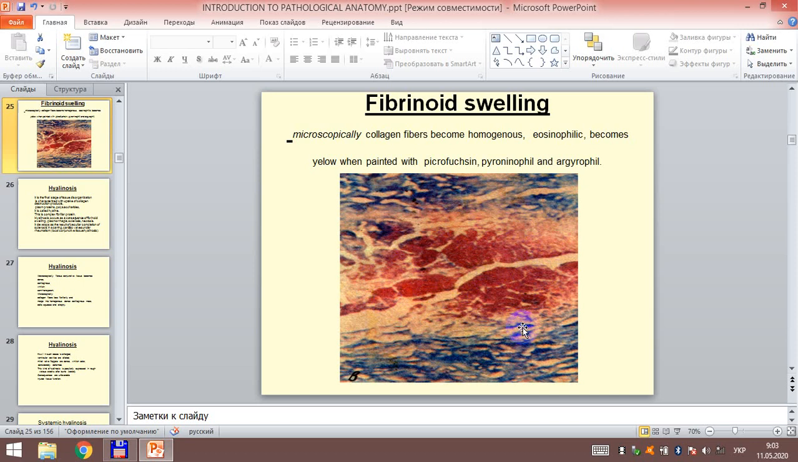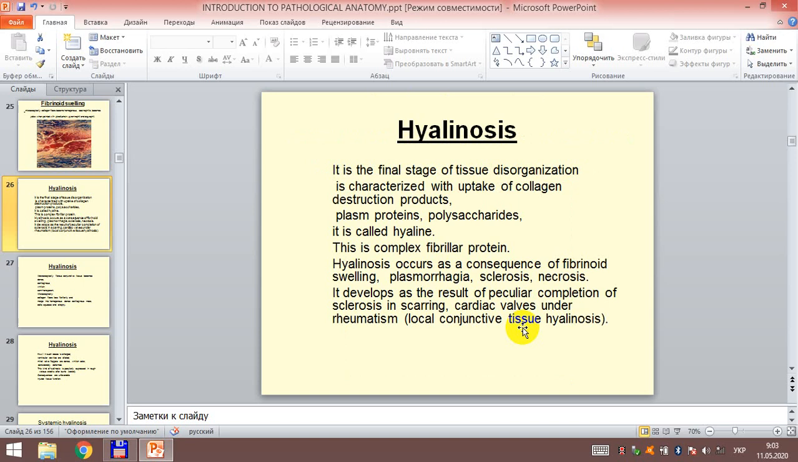Hyalinosis is the final stage of tissue disorganization. It is characterized by uptake of collagen destruction products, plasma proteins, and polysaccharides. This is called hyalin, a complex fibrillar protein. Hyalinosis occurs as a consequence of fibrinoid swelling, plasmorrhage, sclerosis, and necrosis. It develops as a result of sclerosis, for example in scarring of cardiac valves in rheumatism, as local connective tissue hyalinosis.